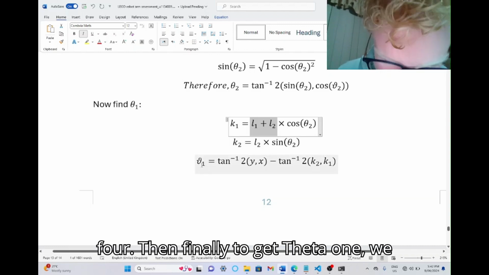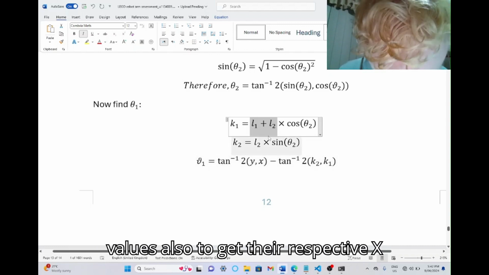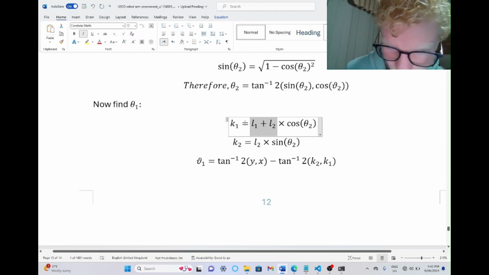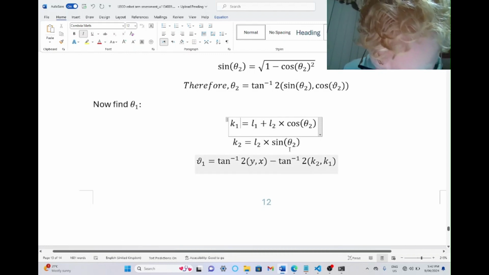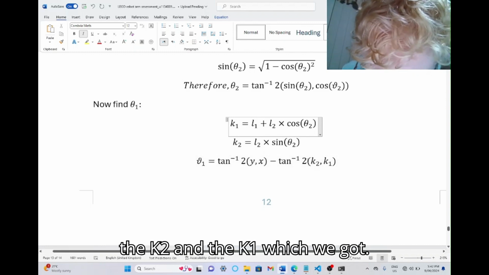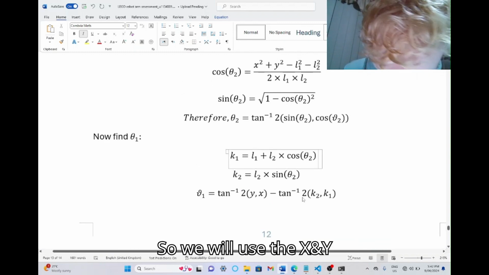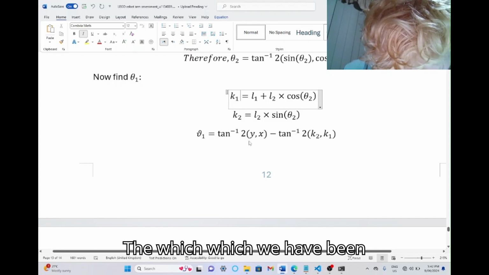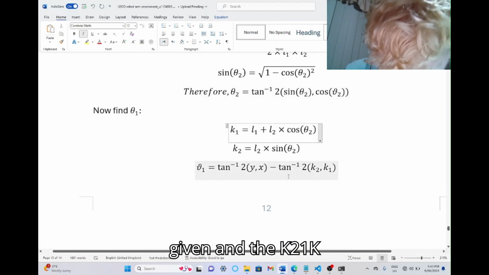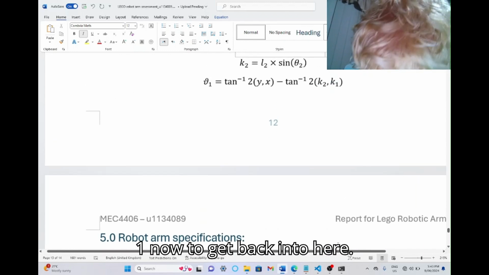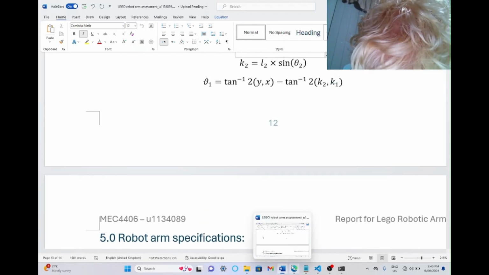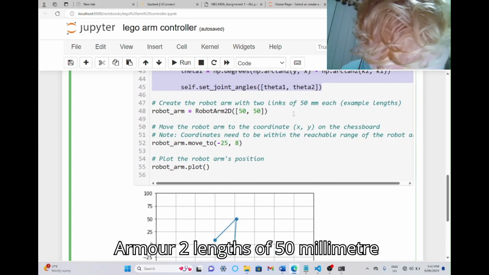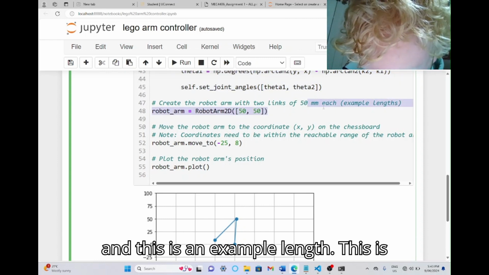Then finally, to get θ1, we use the inverse tan of both of those values also to get the respective x and y. But in this case we start with y and x, and then subtract the inverse tan of k2 and k1, which we got. So we will use the x and y which we have been given, and the k2 and k1. Now to get back into here, we can see that it creates the robot arm with two lengths of 50 millimeters, and this is an example length.